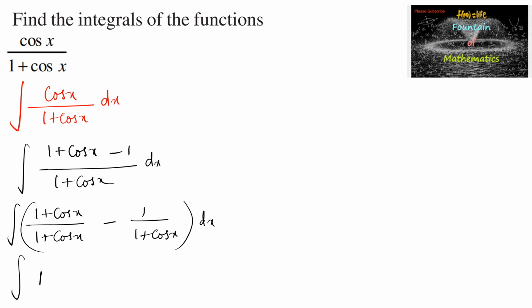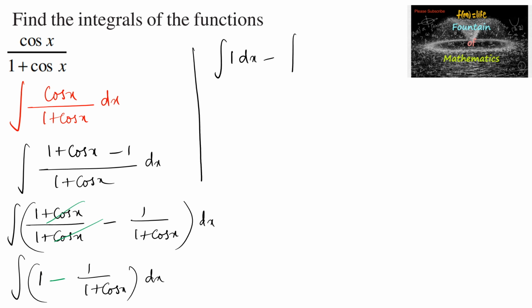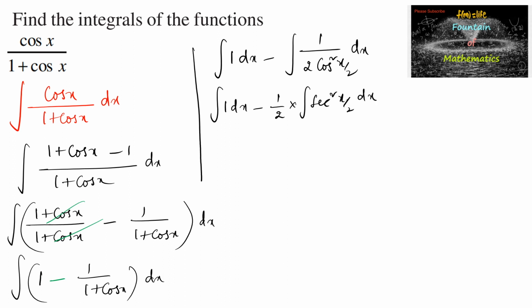Or we can write here integration of 1 plus cos x upon 1 plus cos x will be 1. So 1 minus 1 upon 1 plus cos x dx. So we can write here integration of 1 dx minus integration of 1 upon 1 plus cos x, which is nothing but 2 cos square x by 2 dx. Or you can write integration of 1 dx minus 1 upon 2 integration of secant square x by 2 dx. So the first integral, integration of 1 dx is x, minus 1 upon 2 times.